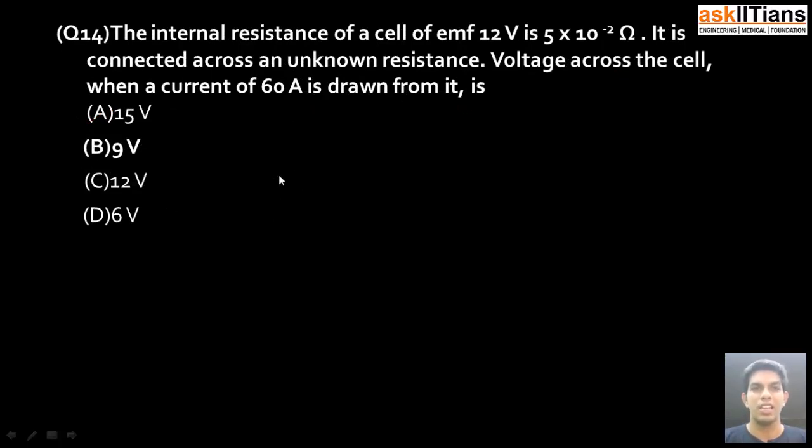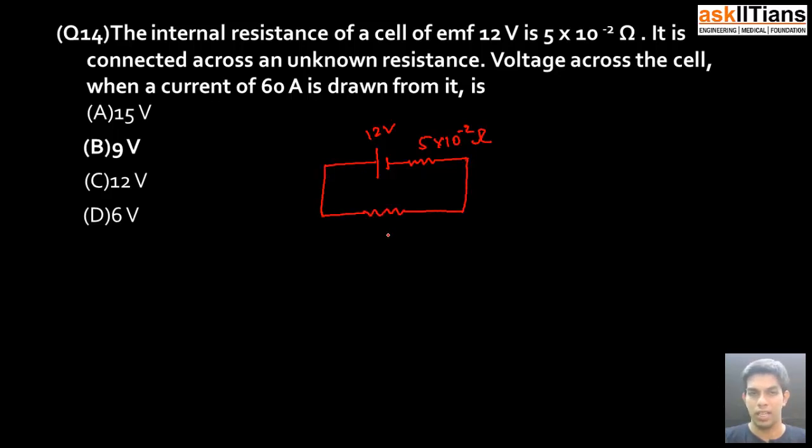It says the internal resistance of a cell of EMF 12 volt is 5 into 10 to the power minus 2 ohm. It is connected across an unknown resistance. Voltage across the cell when a current of 60 ampere is drawn from it is. So first we draw the circuit diagram corresponding to it. That is, this is 12 volt, this is 5 into 10 to the power minus 2 ohm. It's connected to an unknown resistance of, let's say, R. We need to find out the potential across the cell. That is, let's say this is our 2 points A and B. We need to find out what is VAB.